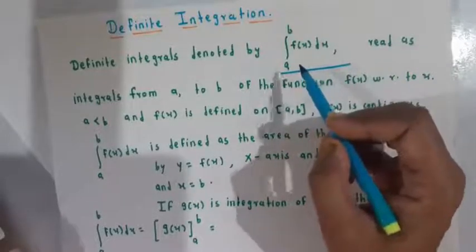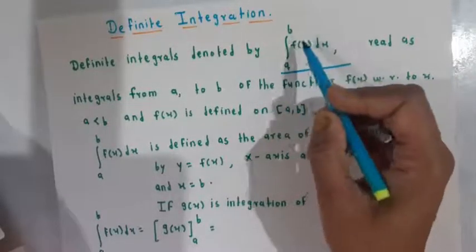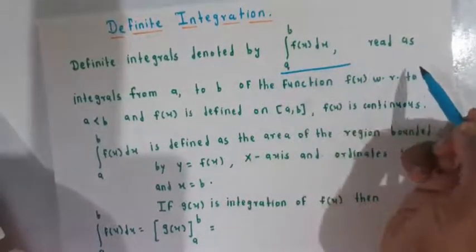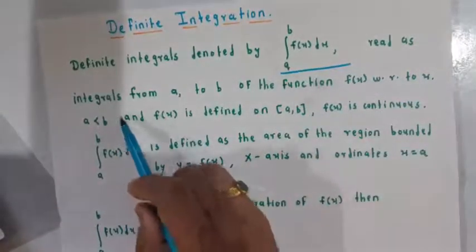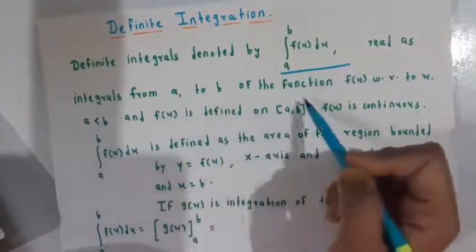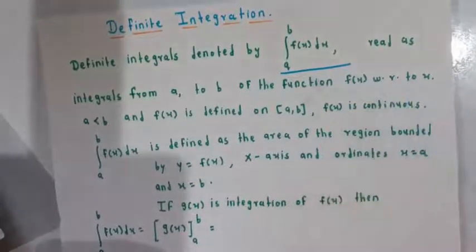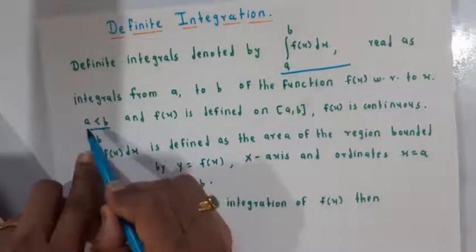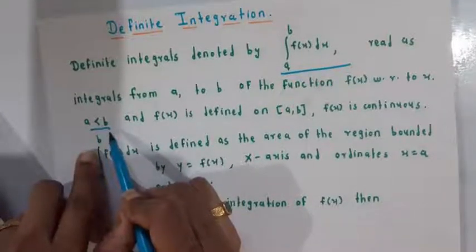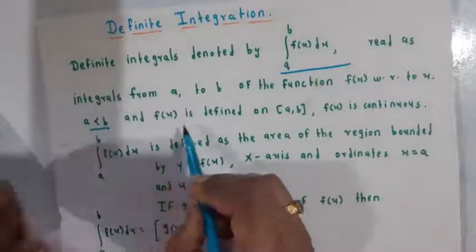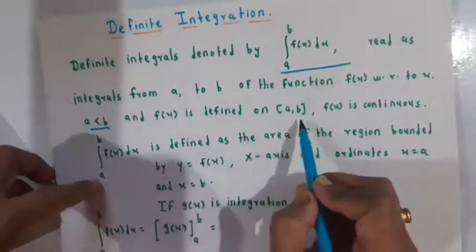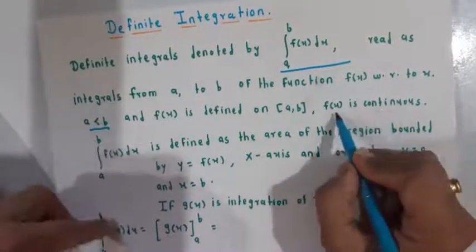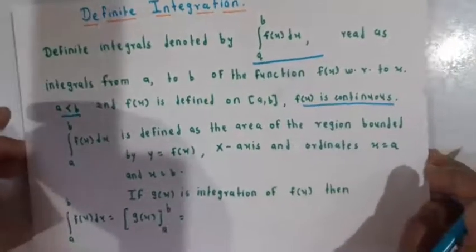But here we completely know from where to where we have to add the parts of integration, and that's why it is the definite integration. Okay, and therefore it is read as integral from the point a to b of the function f of x. Here a is less than b, and f of x is defined on the closed interval [a, b], where f of x is a continuous curve. It is important that f of x is a continuous curve.